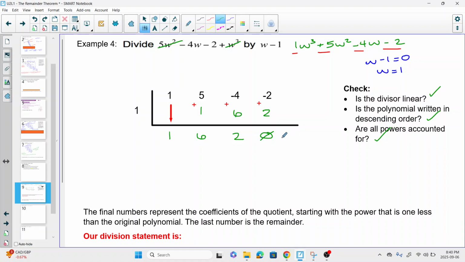Okay, so what have we just done here? That is synthetic division. This number at the end is always going to be the remainder.